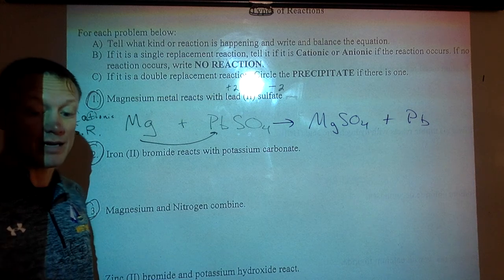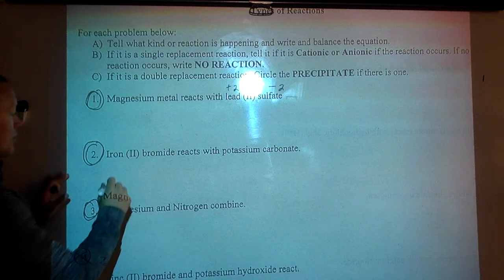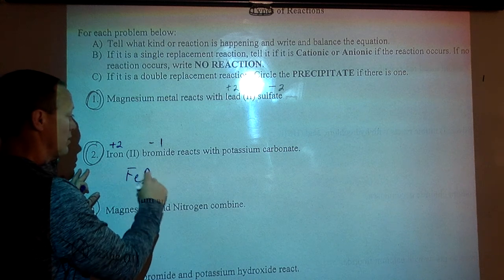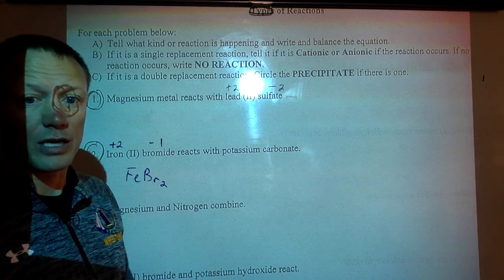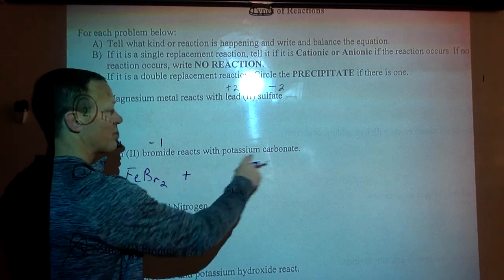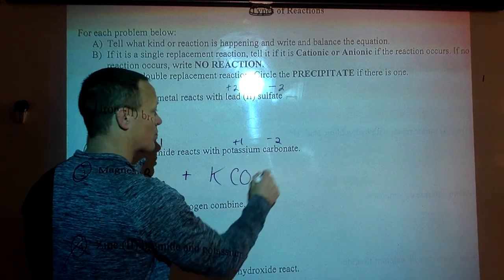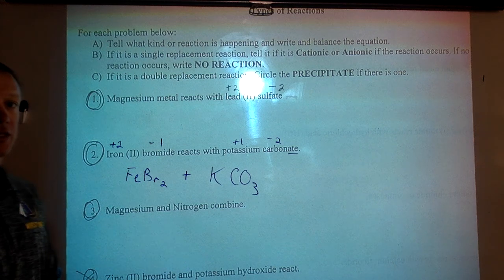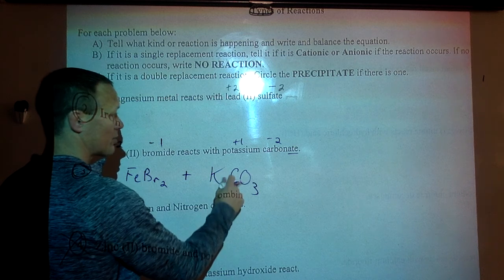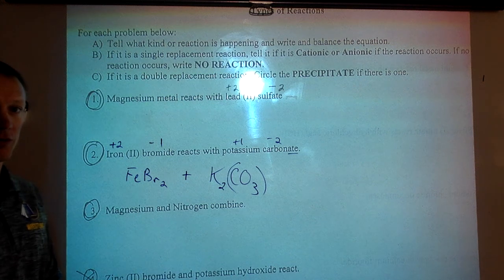Second one here, we have iron bromide with potassium carbonate. Those are 2 compounds. That would be a double replacement reaction. Iron's charge is a plus 2 because of the Roman numeral. Bromine's a minus 1. So we got FeBr2 plus potassium carbonate, which is a plus 1 and a minus 2. Carbonate is off your polyatomic ions list, so it's CO3. Need 2 potassiums, so double that, and 1 of this group. Again, if you want to put it in parentheses, you can. We just need 1 of that group, though, so we're good there.